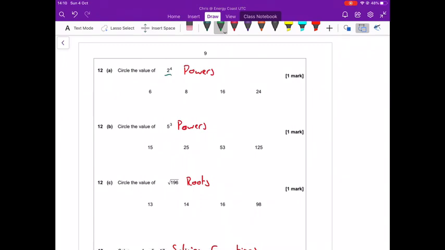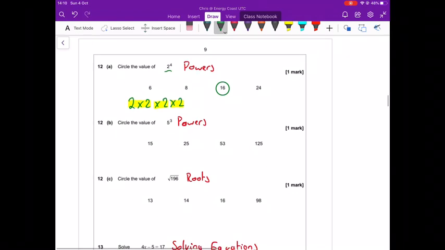2 to the power 4. What does this mean? It means 2 times 2 times 2 times 2. So 4 of them, okay? What's 2 times 2? Well, that's 4. I need to times that by 2. So 4 times 2 gives me 8. I need to times that by 2 again. So 8 times 2, it's going to give me 16. Okay, turn this shape thing off. There you go. 16 is what you should have got.